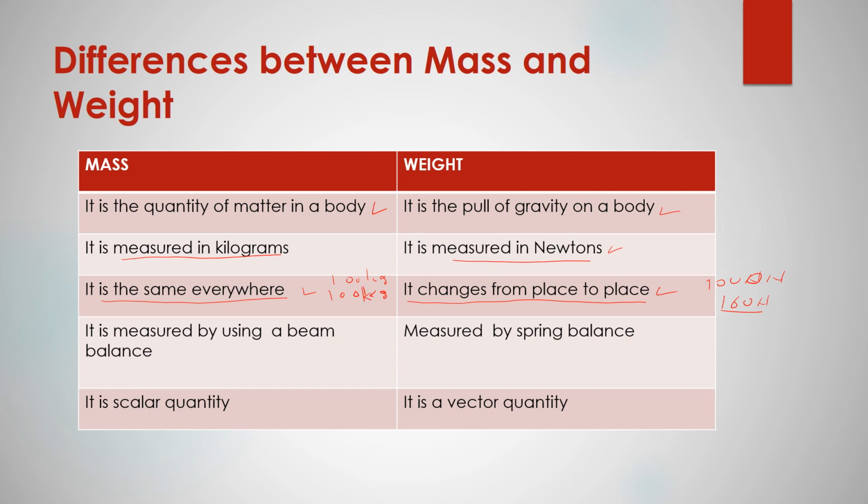Mass is measured using a beam balance, but weight is measured using a spring balance. Mass of the object is a scalar quantity, but weight is a vector quantity. Why? Because weight has a direction, while mass has no direction. So these are the differences between mass and weight.